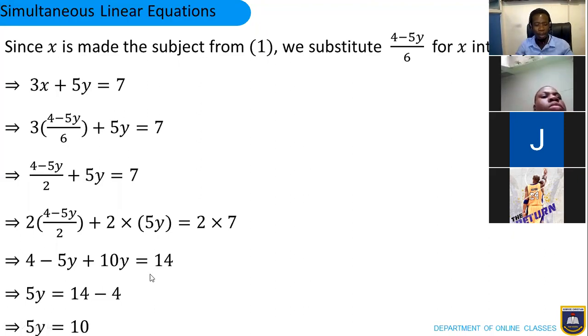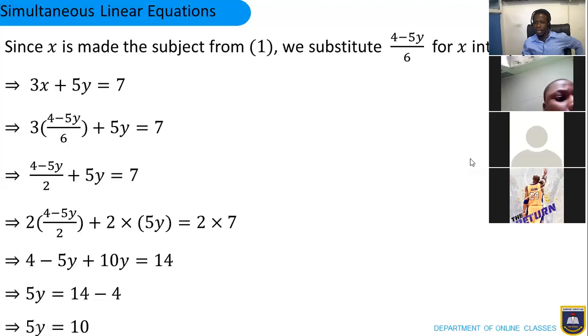So that will give us minus 5y plus 10y. And now what will it give us? Minus 5y plus 10y. It will give you positive 5. Are you sure it is positive 5? Minus 5y plus 10y will give us what? It's positive 5y.